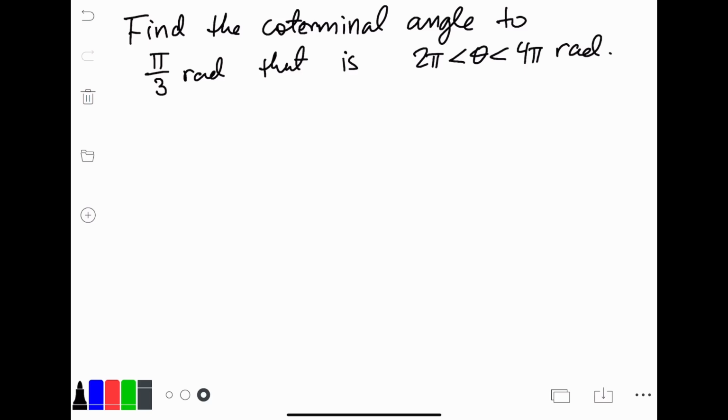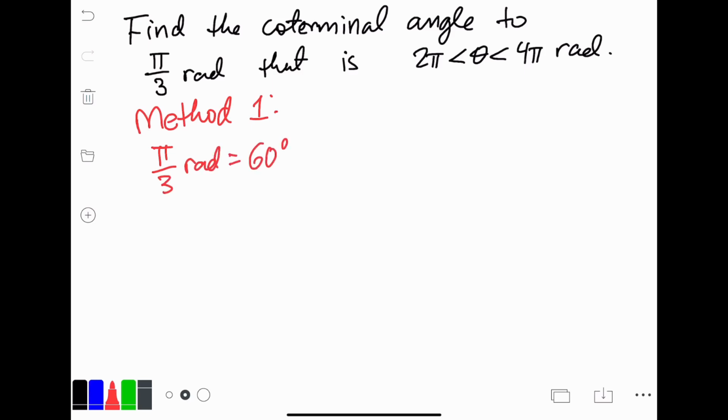You technically have 2 methods of doing this. I'm going to do the first method, which is the inconvenient method. This method I do not recommend. Method 1 would be to convert to degrees. Pi over 3 radians is equal to 60 degrees. If I want to find the coterminal angle to 60 degrees in the next revolution, I'm going to add 360 degrees.